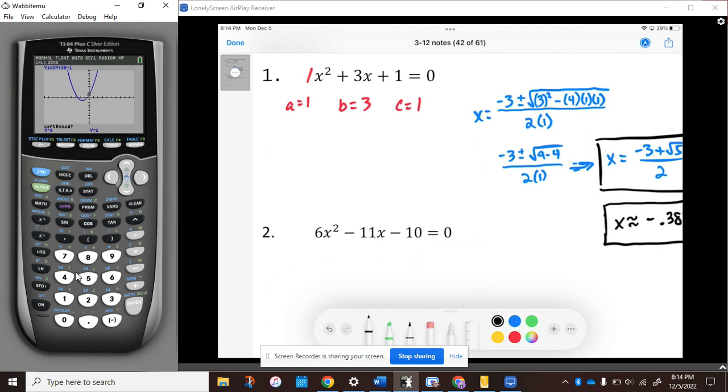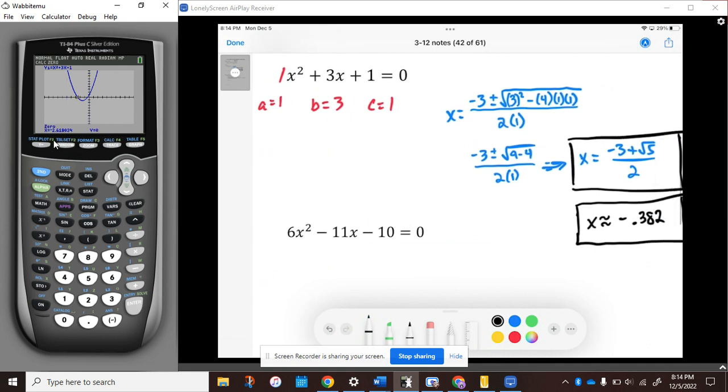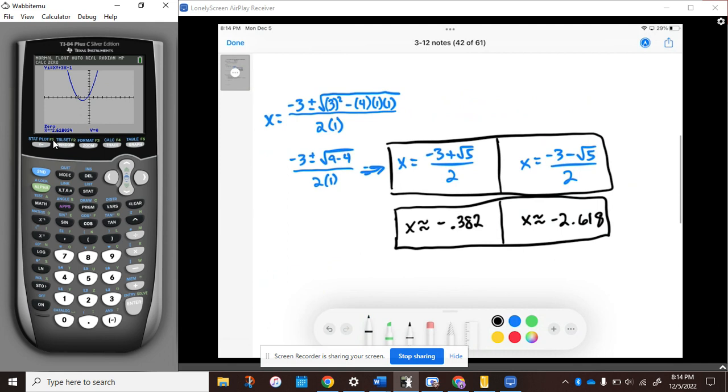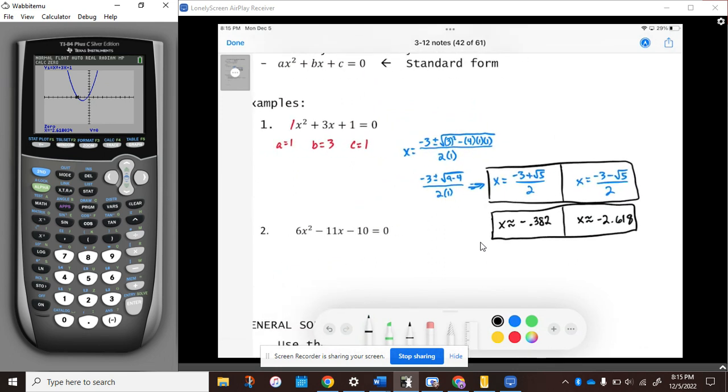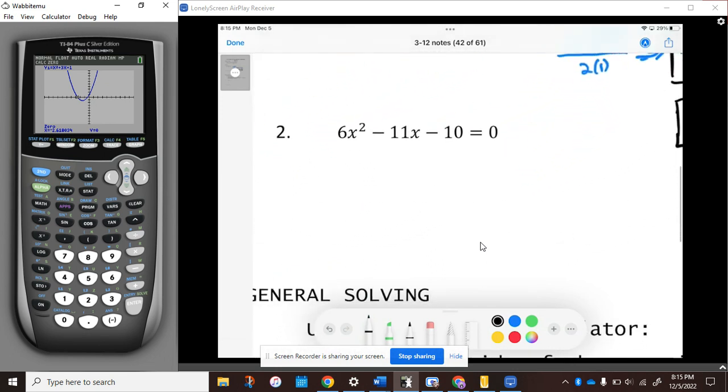Your left bound, right bound, about negative 2.618. Yep, that's what we got. And the other one would work the same. I just do that to show you that it does work the same. All right, take a look at problem number 2.